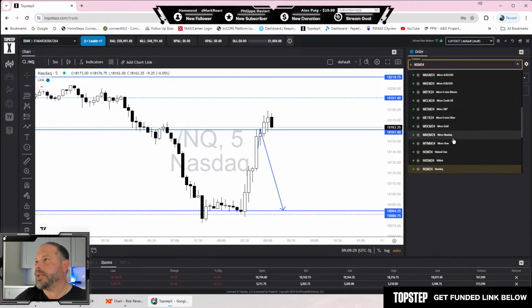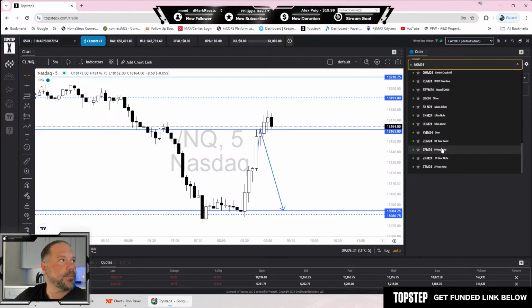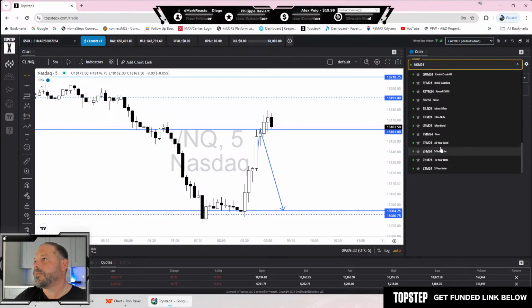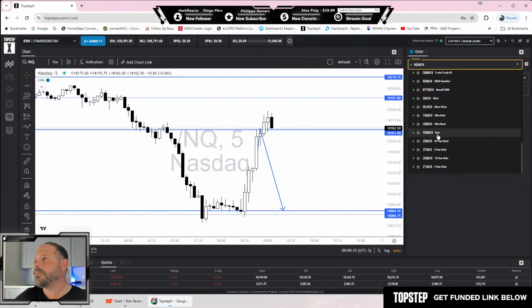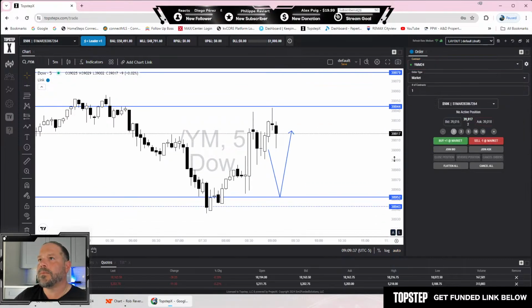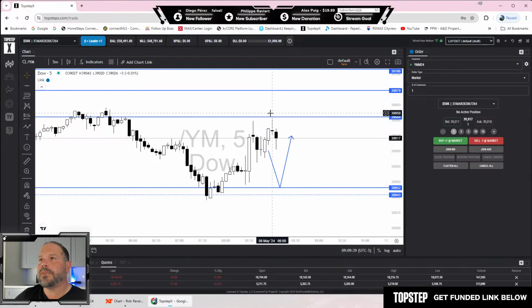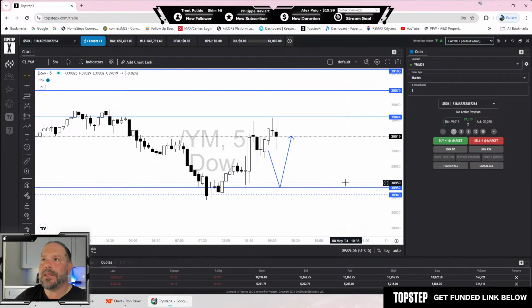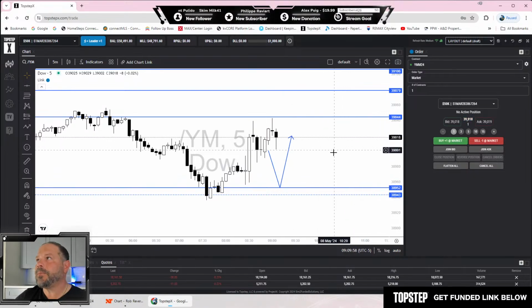Let's take a look at the YM. All right, YM tapped into this level that we marked out here. Well, about maybe a couple ticks away. And it did get a nice little rejection here. Again, not a tradable scenario for me just because this big gap right here doesn't lend itself to a good trade in my opinion, but looks like this might have worked out.